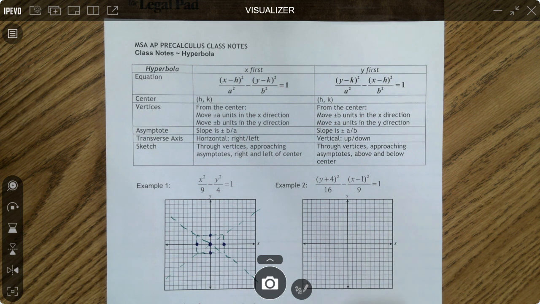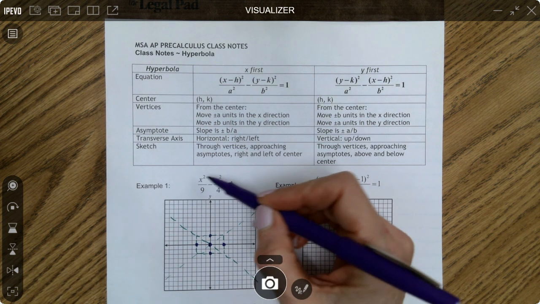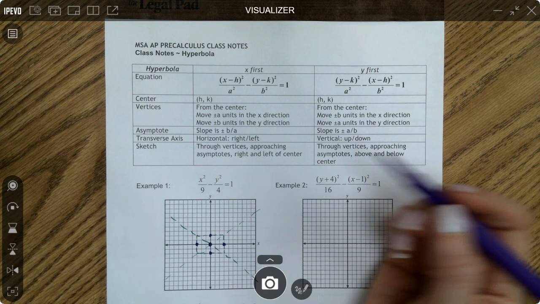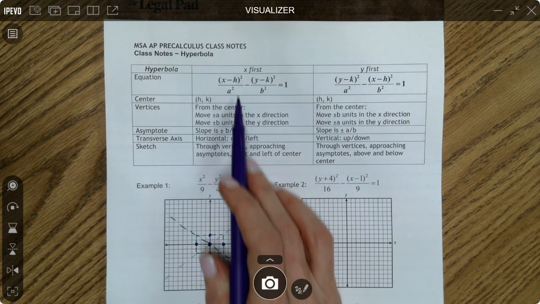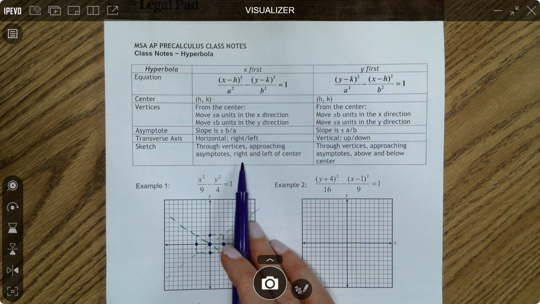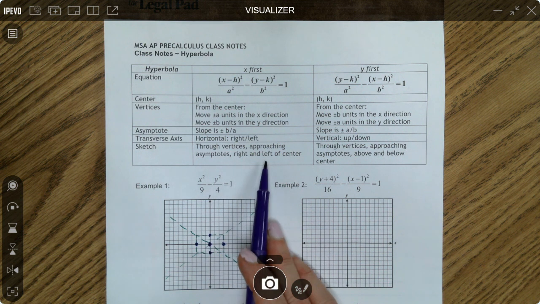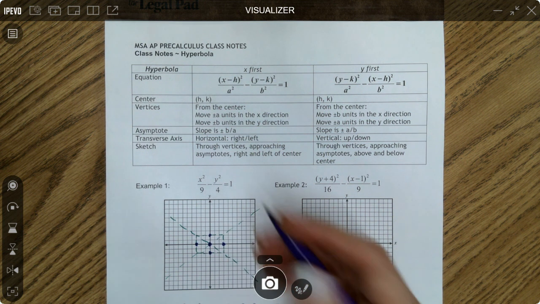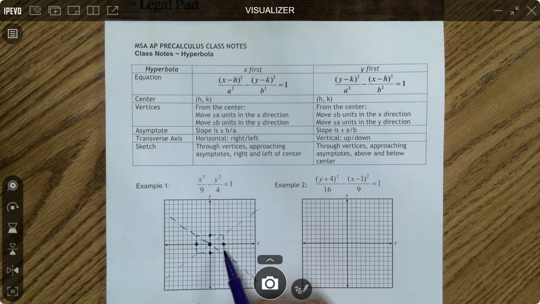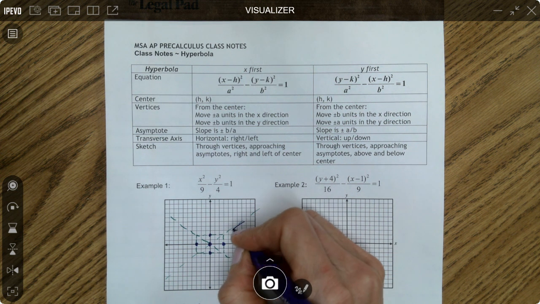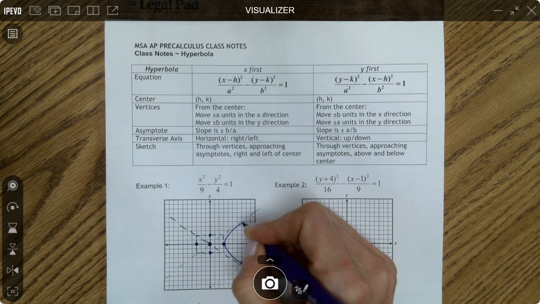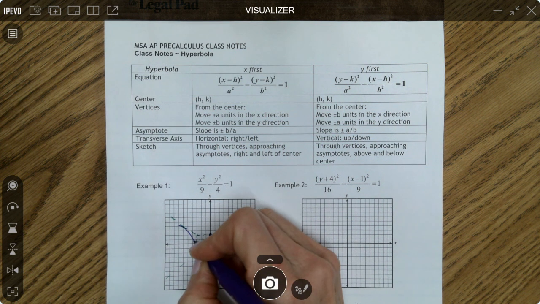Then we want to make sure that we're aware of which variable, x or y, came first. If x comes first, then we want to draw our hyperbola through the vertices, approaching the asymptotes right and left of the center. So since x came first, I'm going to draw my hyperbola through these 2 vertices. I'm going to hug my asymptotes. So I'm drawing them to the right and the left of the center because in my equation, x came first.